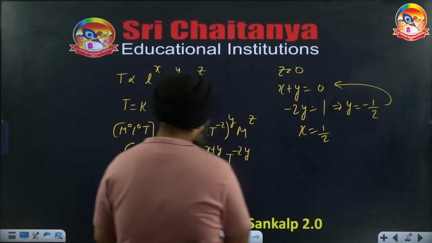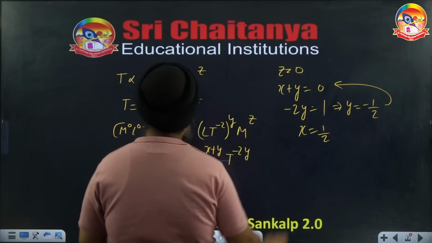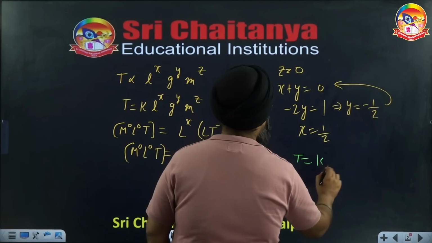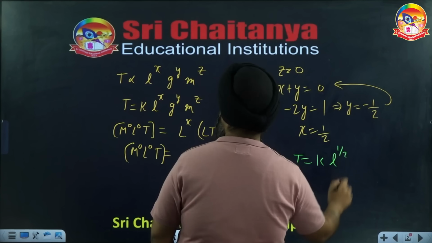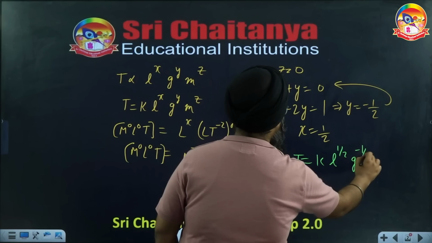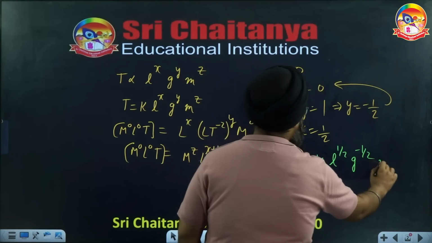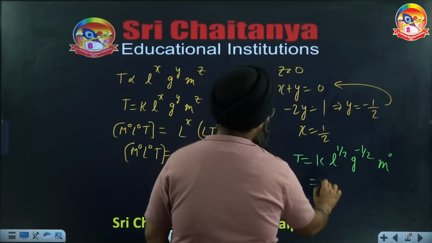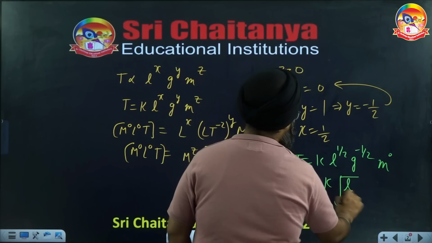So what will be my final answer? My final answer will be time period is equal to k, L to the power 1 by 2, g to the power minus 1 by 2, and m to the power z is 0, so m to the power 0. That means it is coming out to be k under root of L by g.